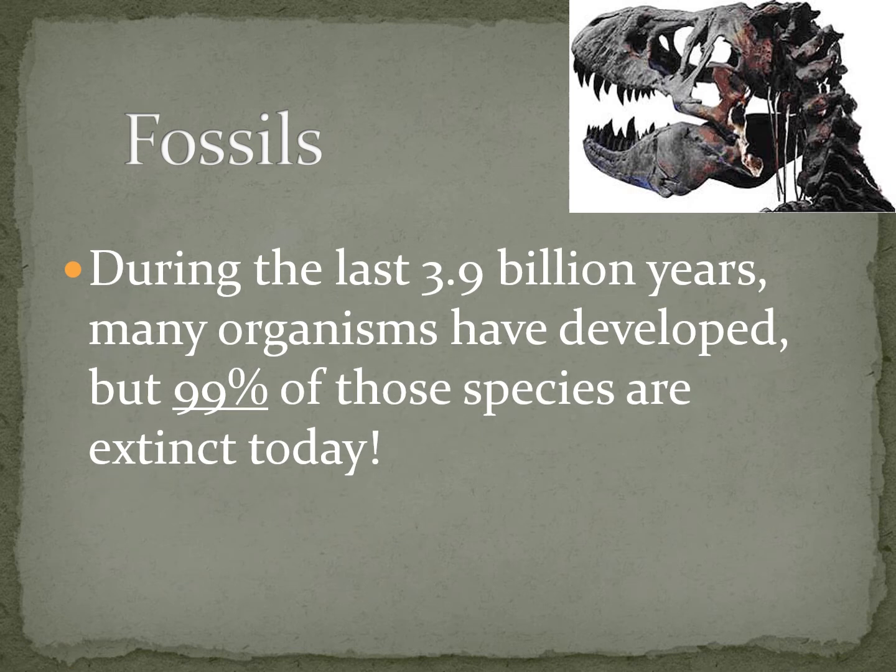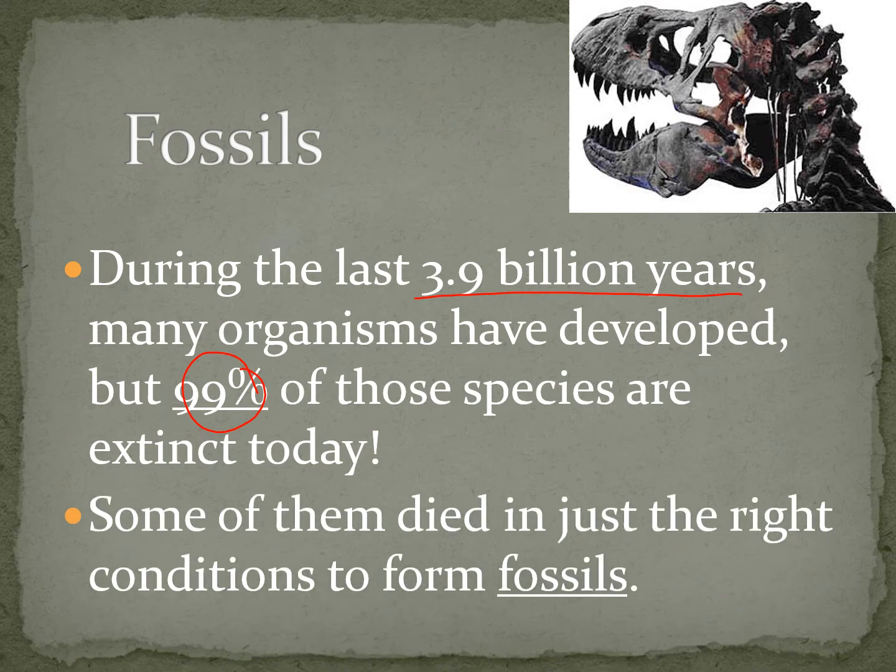During the last 3.9 billion years, many organisms have developed, but also 99% of those are extinct today. I don't see no big old dinosaur walking, and if I did, I would be going the opposite way. Some of them died in just the right conditions to form fossils. That's how we know things once existed. That same chicken bone that you ate and threw out the window is a fossil, and we realize that chicken once lived. Somebody's going to catch it 100 years from now and say, pick up that chicken bone, man, somebody was doing some good eating on this chicken.